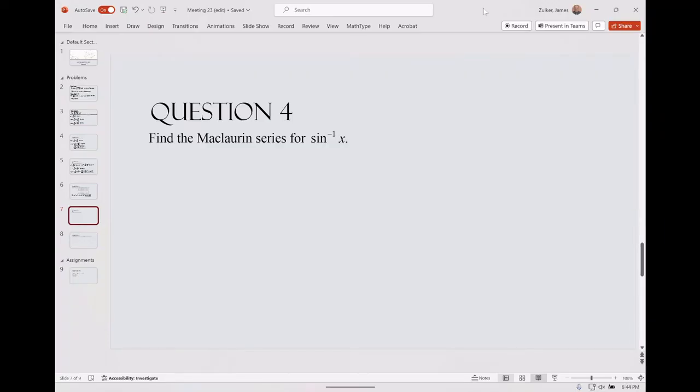But there is a problem. Derivative of inverse sine. That's not too difficult. What is its derivative?